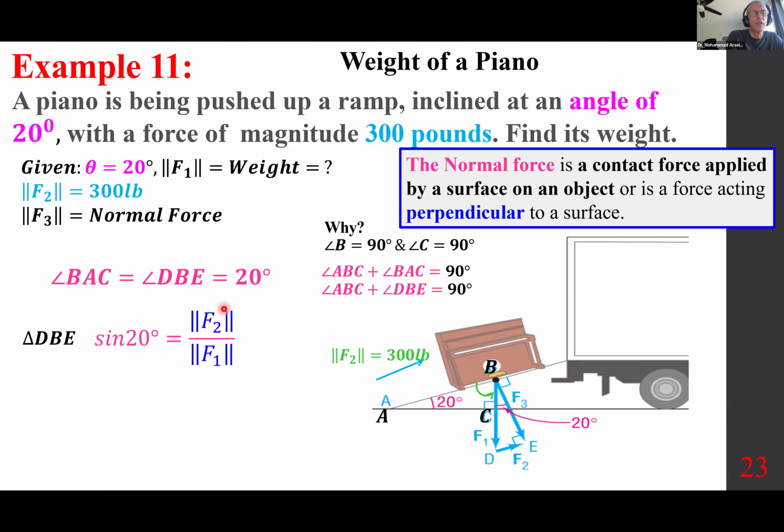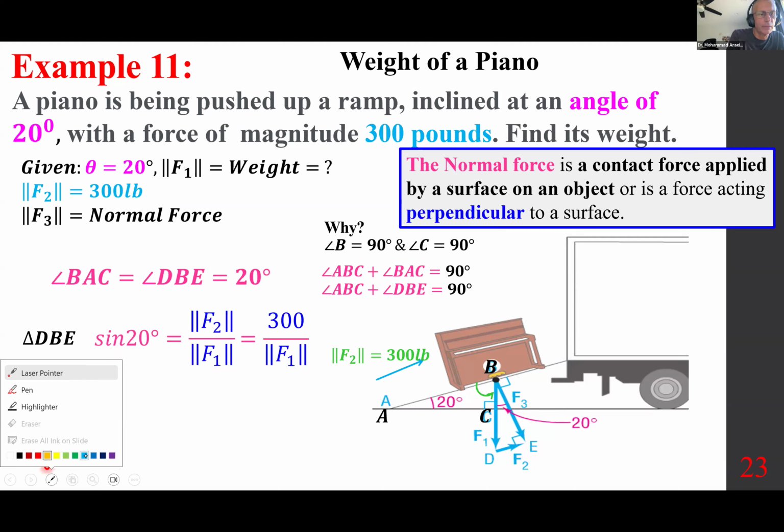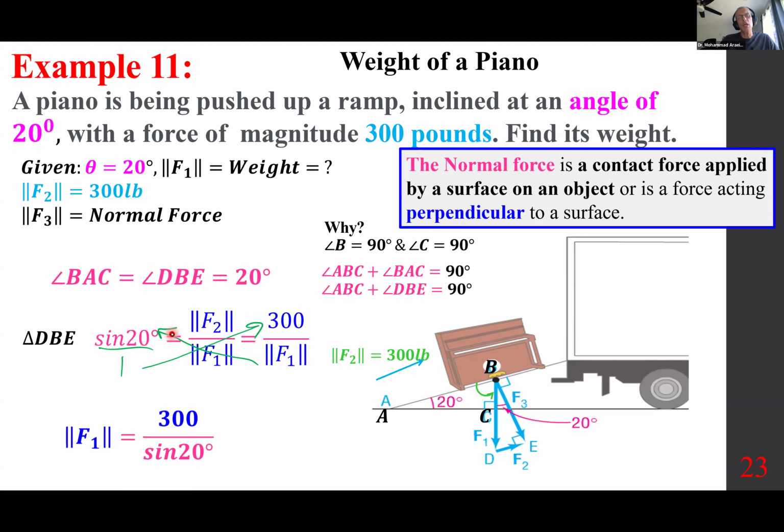What is the magnitude of F2? It is given as 300 pounds. What is the magnitude of F1? We can calculate it because now the magnitude of F1 is 300 divided by sine 20. In other words, cross product, everybody. So this times that, this times that. So therefore, the magnitude of F1 is 300 divided by sine of 20 degrees. You put that into a calculator and you come up with 877 pounds roughly.